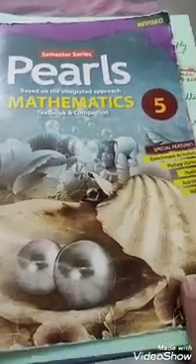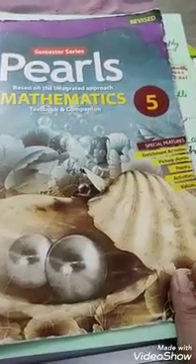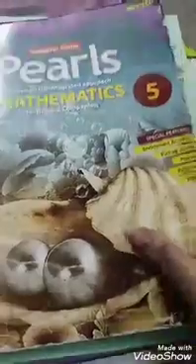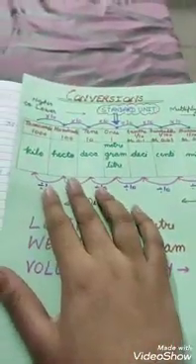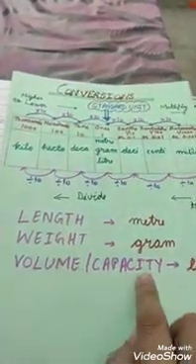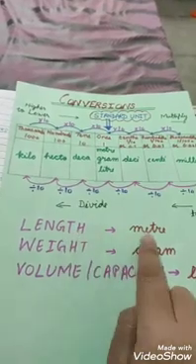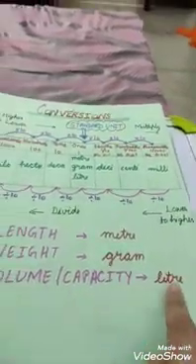So, today let's move forward to our next question. Our next question is based on conversion. Before starting it, I want to show a conversion chart to you that I have made for you. See this conversion chart? This conversion chart is for length, weight, and volume or capacity. The standard unit for length is meter, for weight is gram, and for capacity or volume is liter.